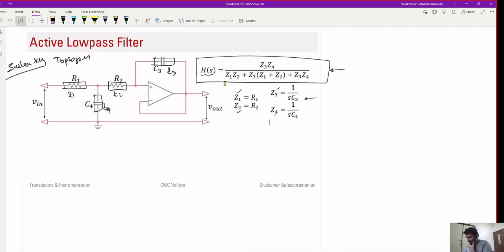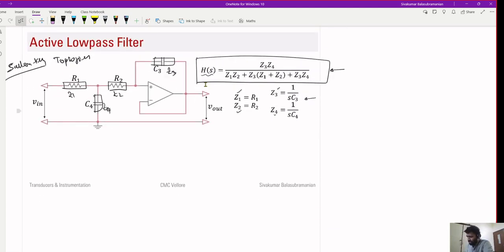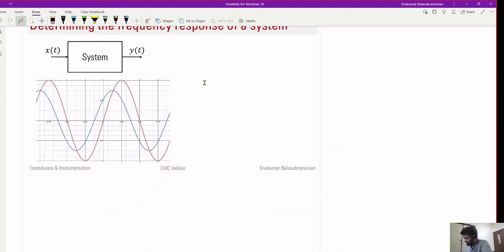Okay. Final thing that we look at is how to obtain the frequency response of a system. So, for example, if I give you a filter circuit, right?